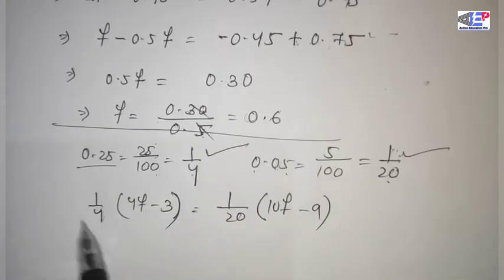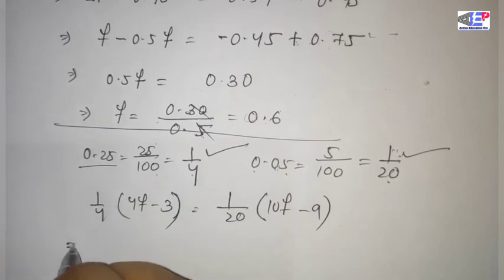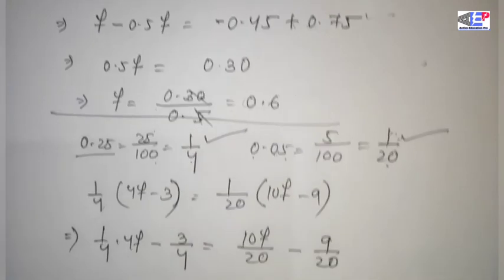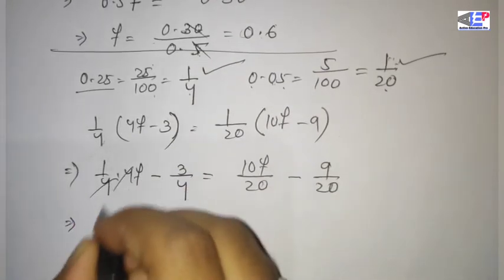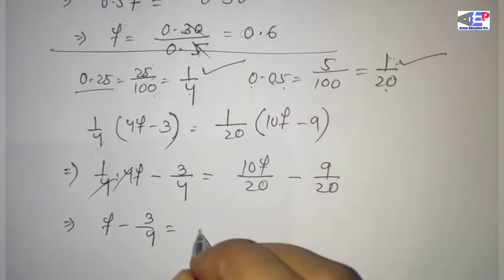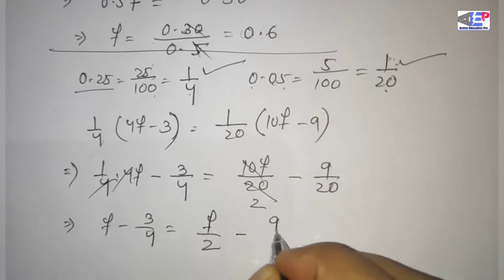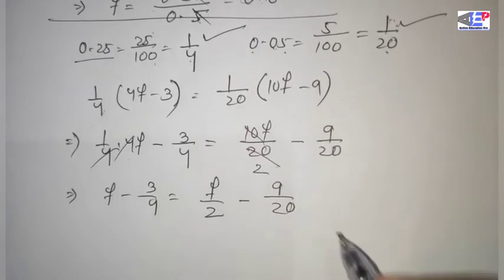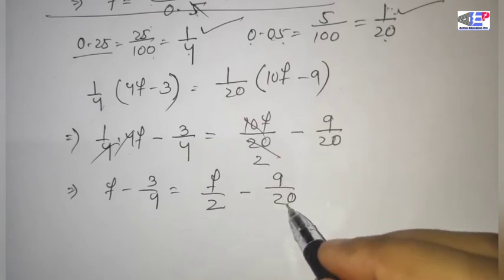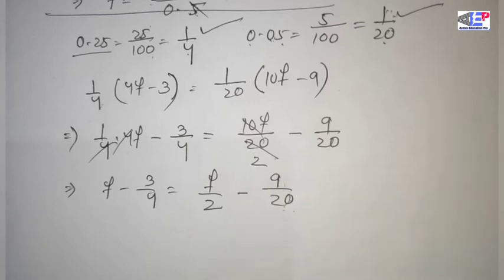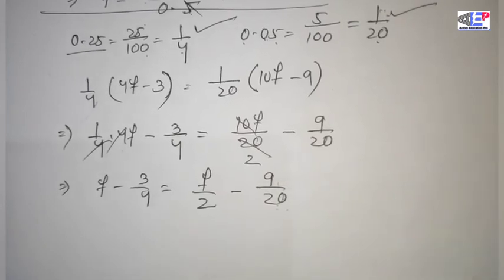Now we have made the decimal numbers into fractional numbers. Multiply similarly: 1 by 4 into 4f minus 3 by 4 is equal to 10f by 20 minus 9 by 20. 4 cancelled, f minus 3 by 4. 10 cancelled, f by 2 minus 9 by 20. Numerator 9 and denominator 20 have no common factor, so it cannot be cancelled. So 9 by 20 remains as 9 by 20.